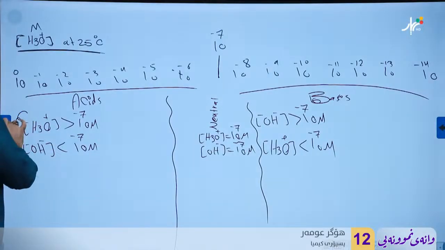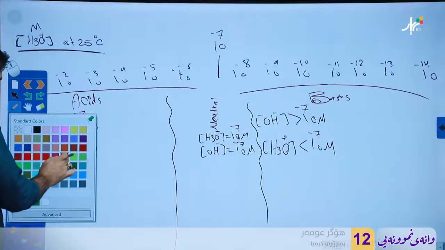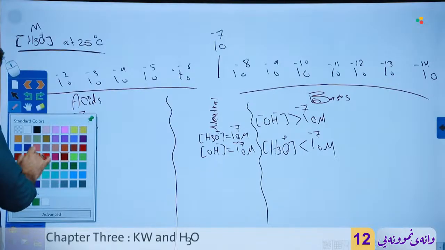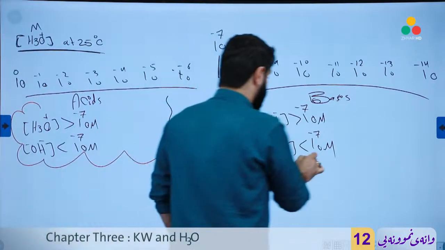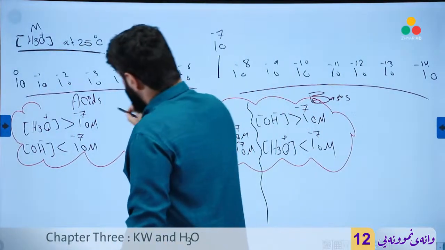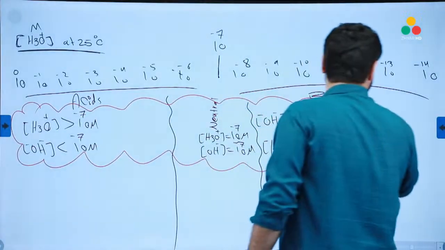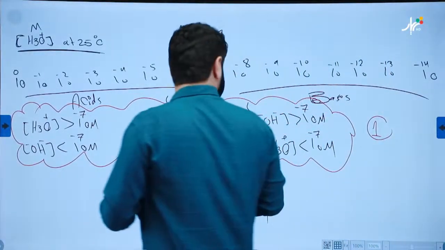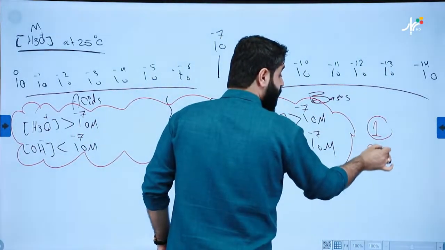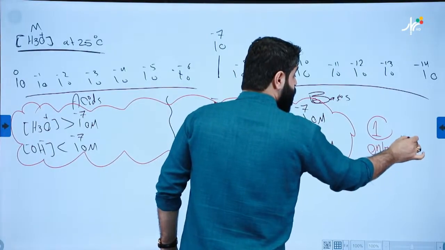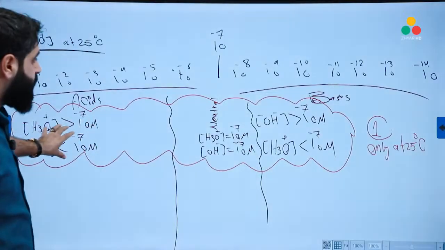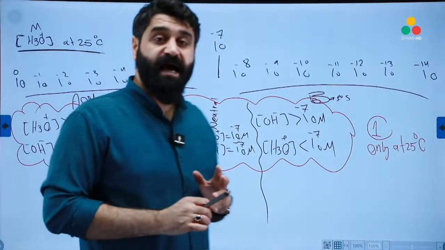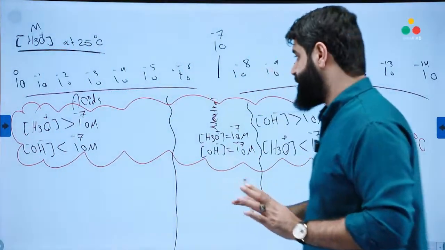I will mark this part of the information as the first point. This is point number 1. Point number 1 is correct only at 25 Celsius degree. So this information is correct only at 25 Celsius degree.